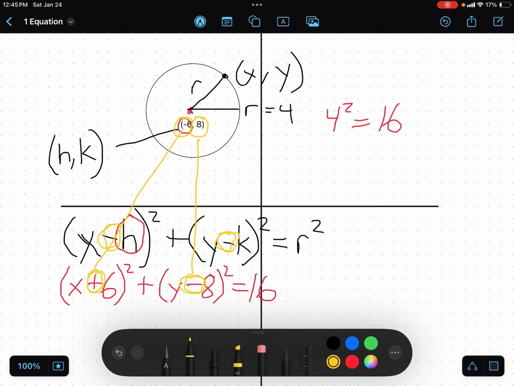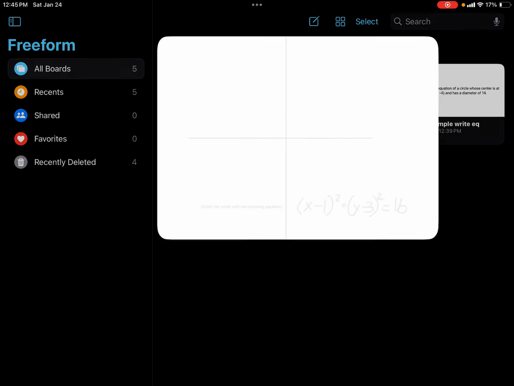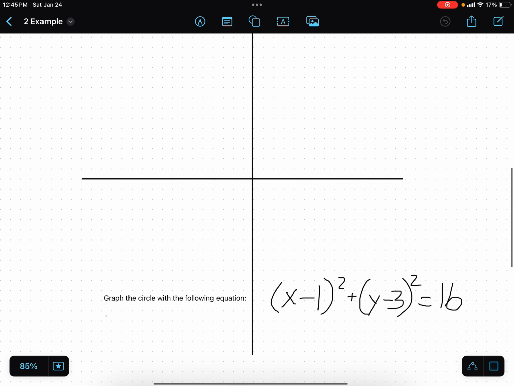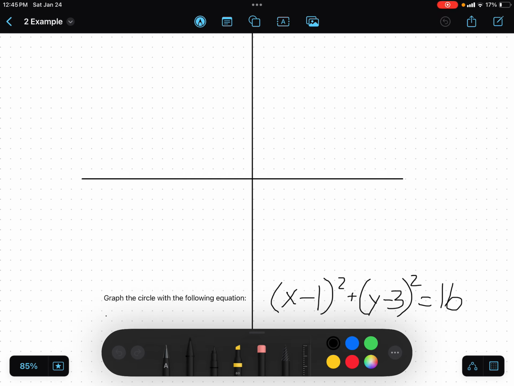So let's get some practice using this formula in a few different ways. Here we have an example where we're asked to graph a circle given its equation, (x minus 1) squared plus (y minus 3) squared equals 16.